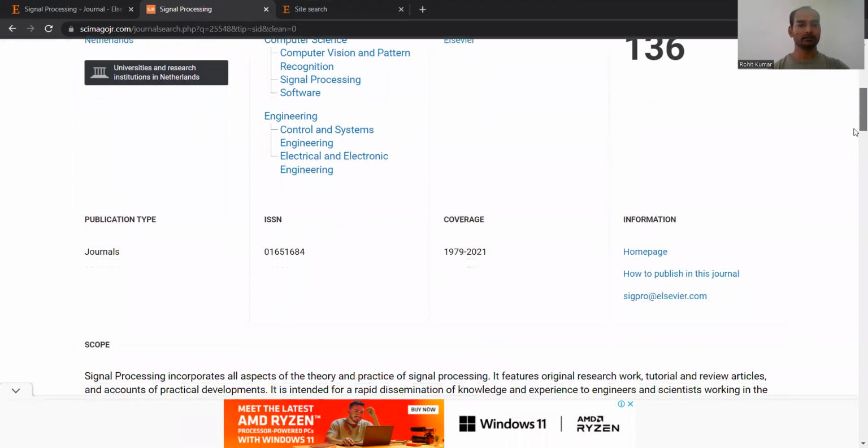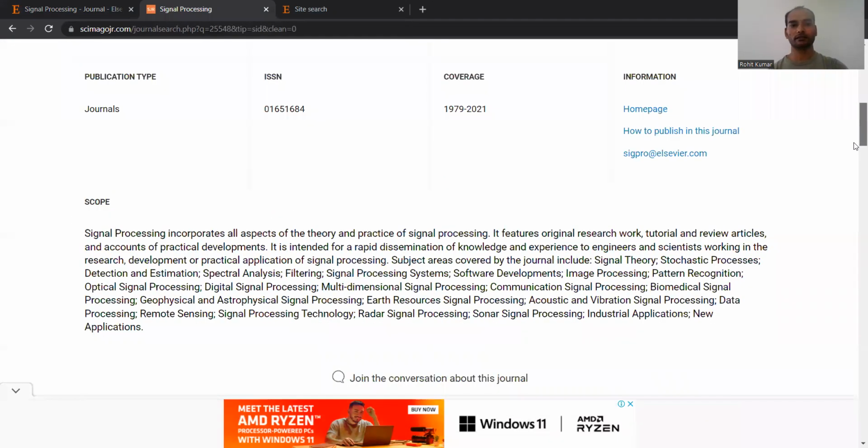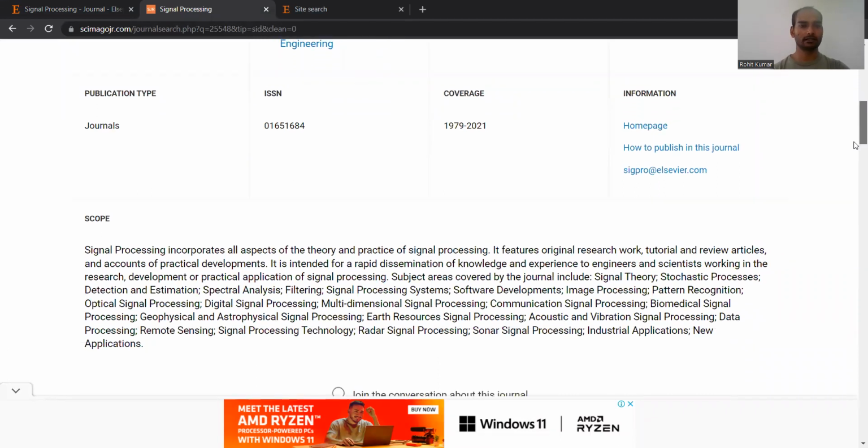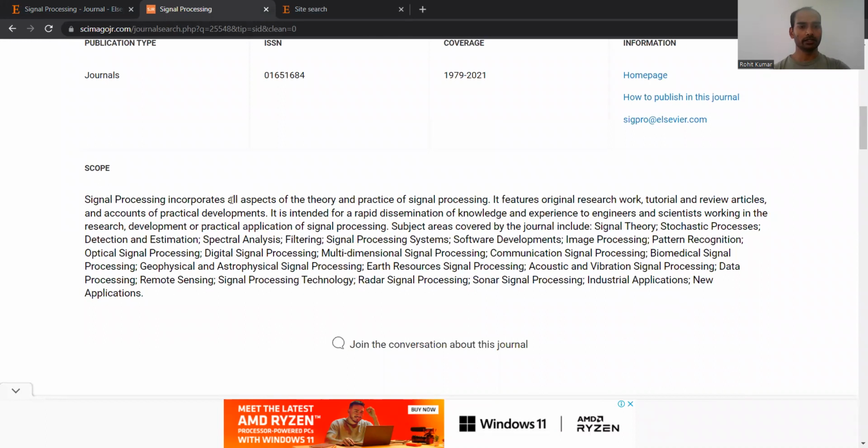Coming down, it's a journal. The ISSN number is provided. The coverage is from 1979 to 2021, which is quite vast. Then the homepage, publishing links, support, etc. These kinds of links are presented. Coming to the scope, it incorporates all aspects of theory and practice of signal processing. So whoever is dealing with any aspect of signal processing might be a particular reader or author. If your content is good enough, then you may target this journal. It features original work, tutorials, review articles, ethical guidelines, work should be original, etc. Then coming to the dissemination of information, etc.